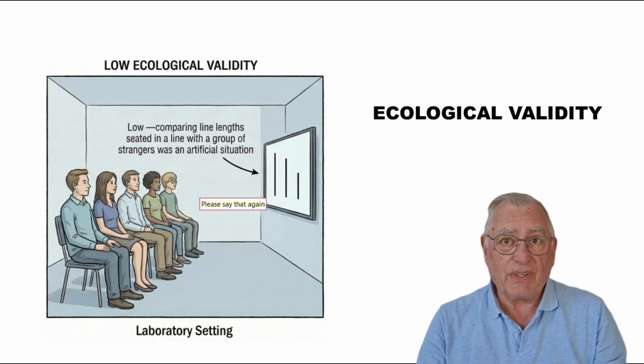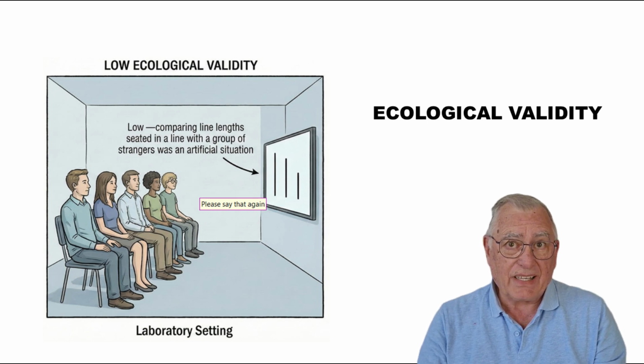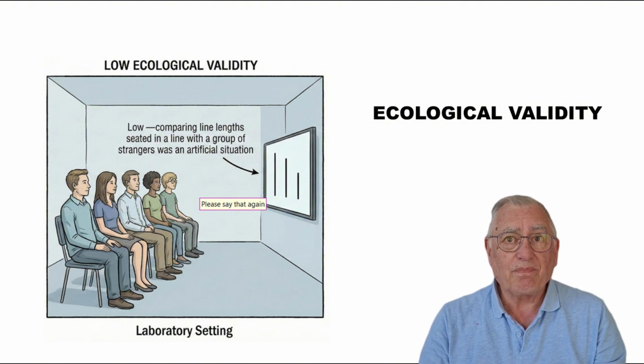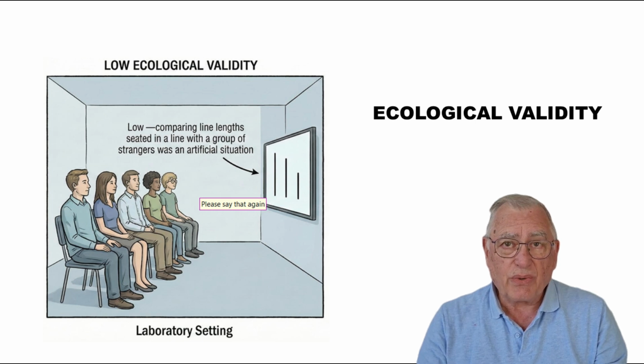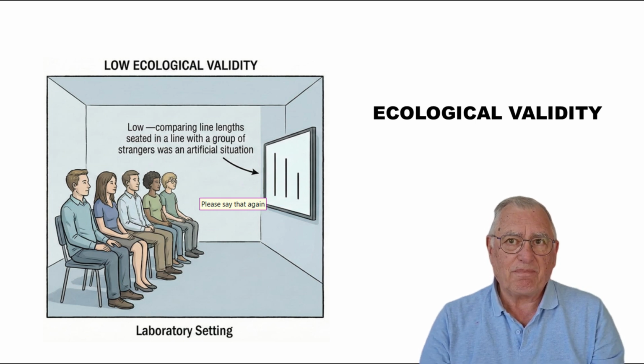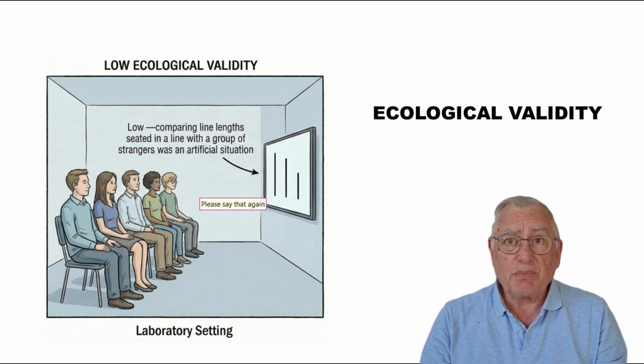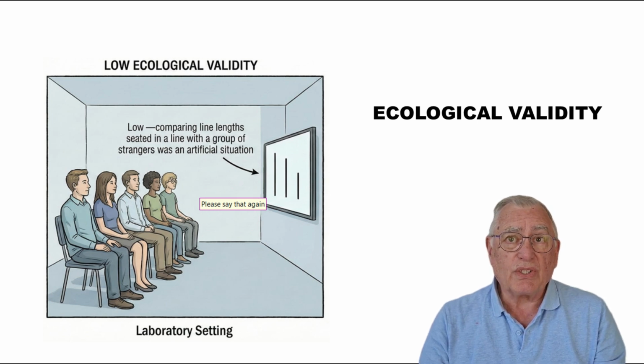First, ecological validity. It could be argued that Asch's study has low ecological validity. The task, comparing line lengths, was artificial and nothing like the situations in which people normally conform. Also, the participants were in a room full of strangers with no group cohesiveness. With no real relationships, the pressure to fit in was weaker than in everyday groups.